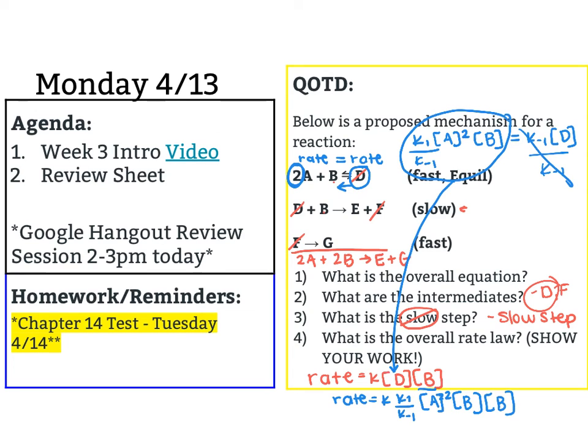Now that looks kind of icky, so I'm going to simplify it. I'm going to combine all my rate constants to just 1. And then my A squared, and instead of writing B twice, I'm going to write it as B squared. There we go. That is our proposed mechanism.